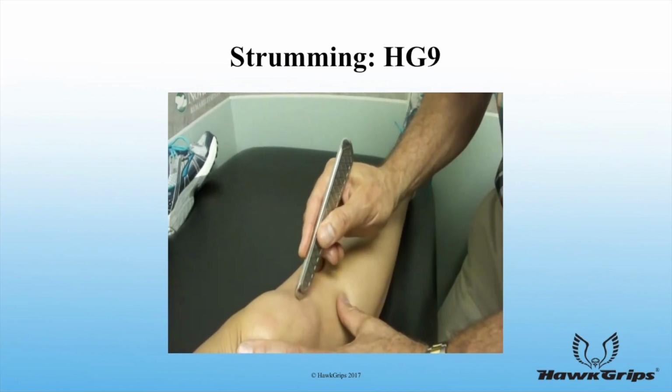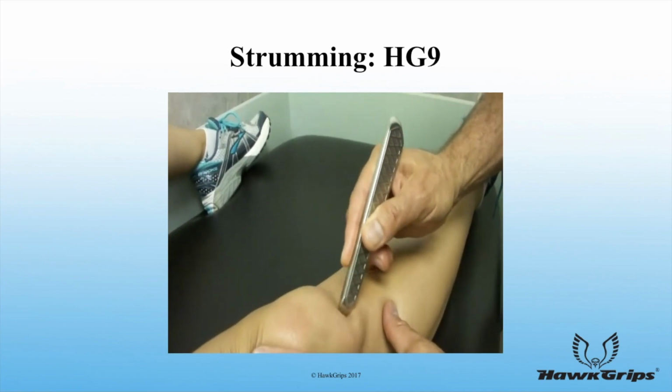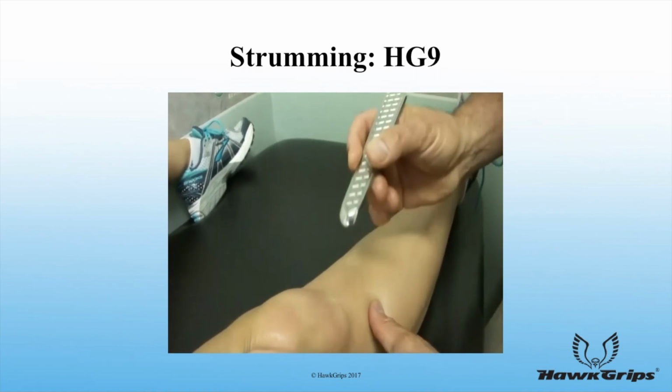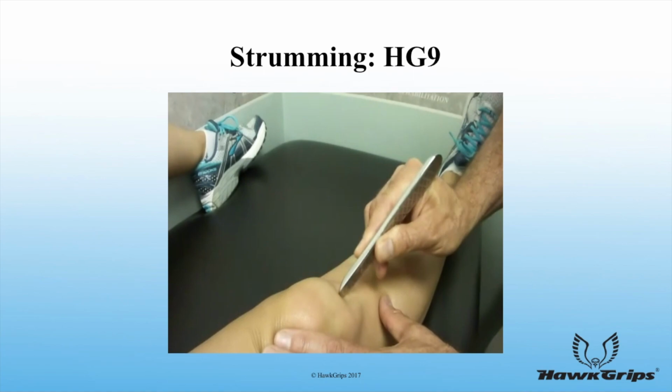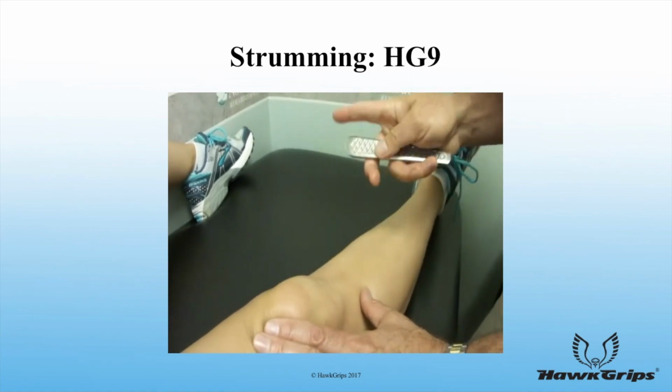Strumming strokes are similar to brushing strokes. However, this stroke is utilized perpendicular to tissue fibers. This stroke is analogous to transverse friction massage.